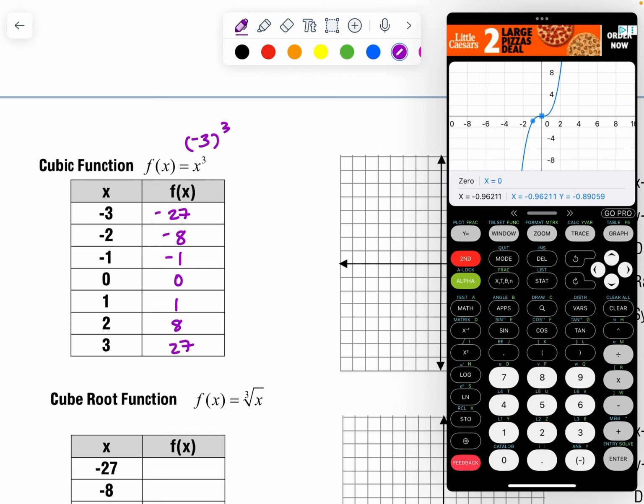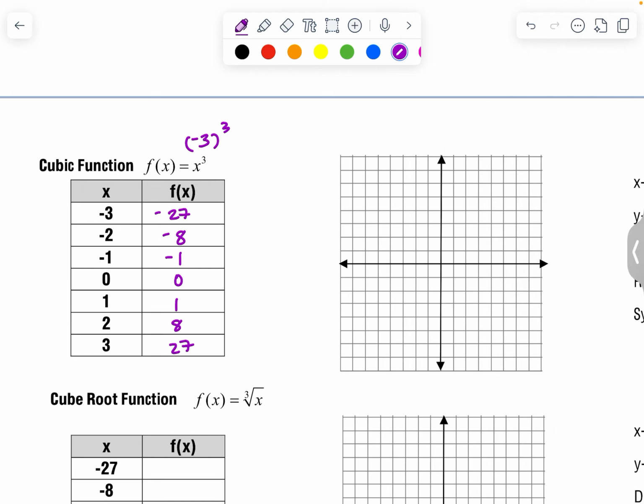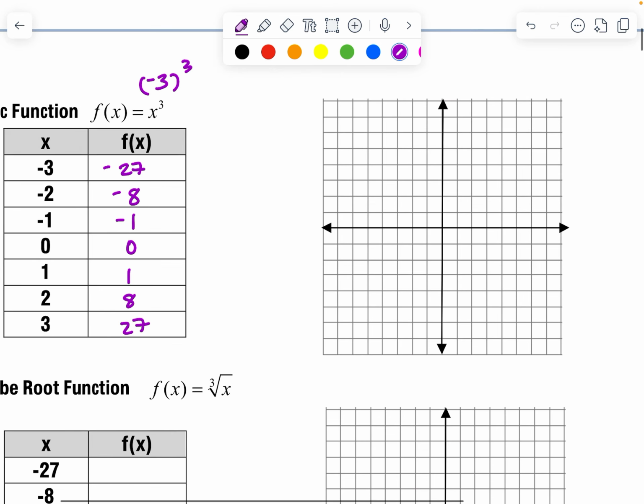And that's what happens with cubics. We actually get one side of it points up and the other side points down at the vertex. There's a change in direction. So we have 0, 0, 1, 1, 2, 8, and it shoots way off of our graph.